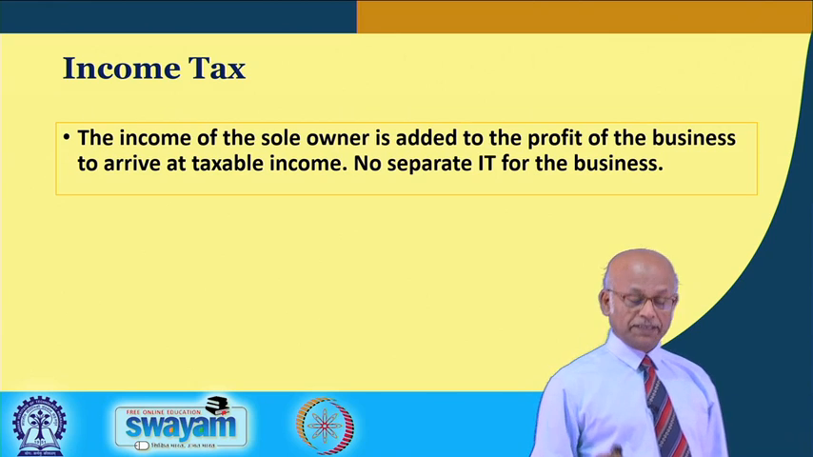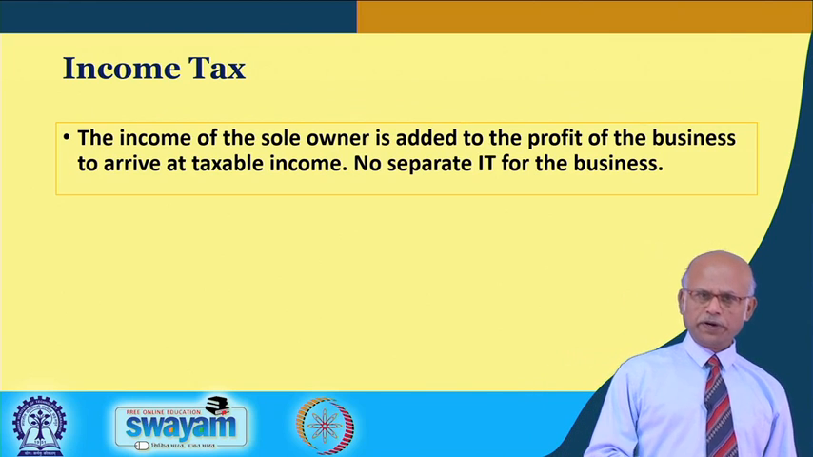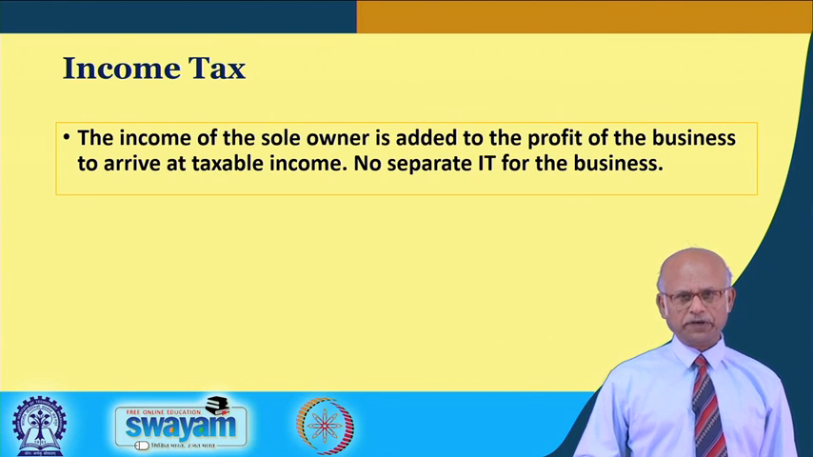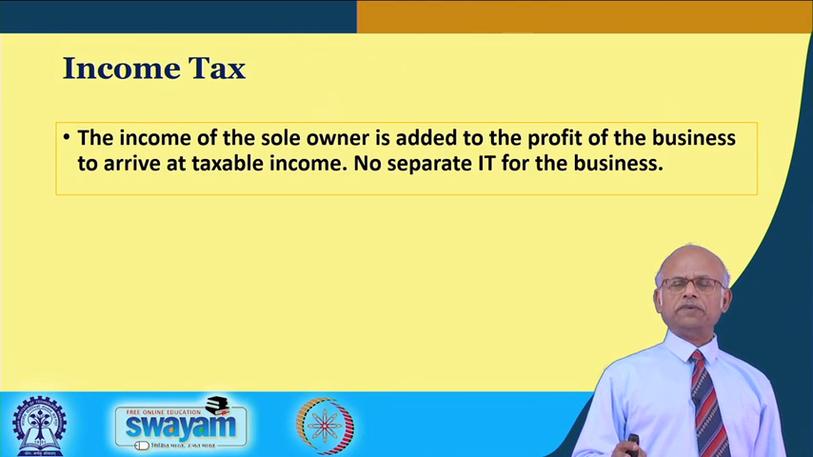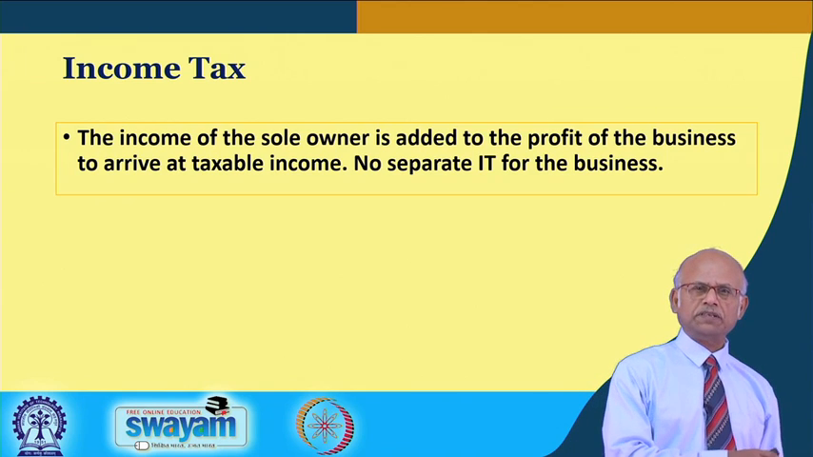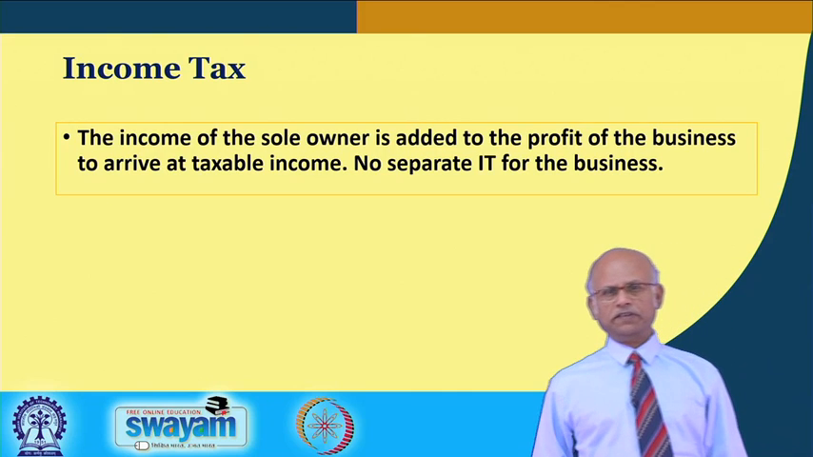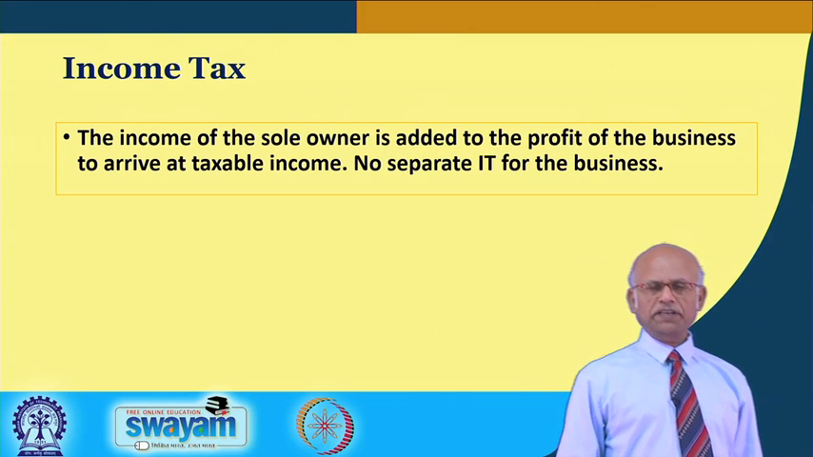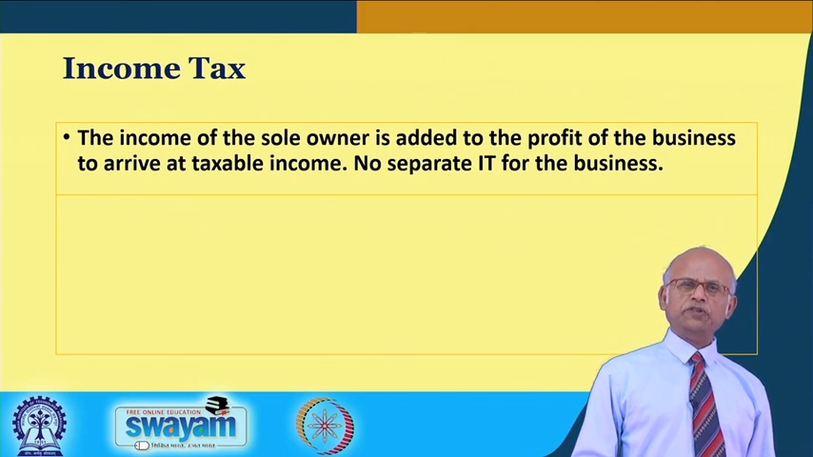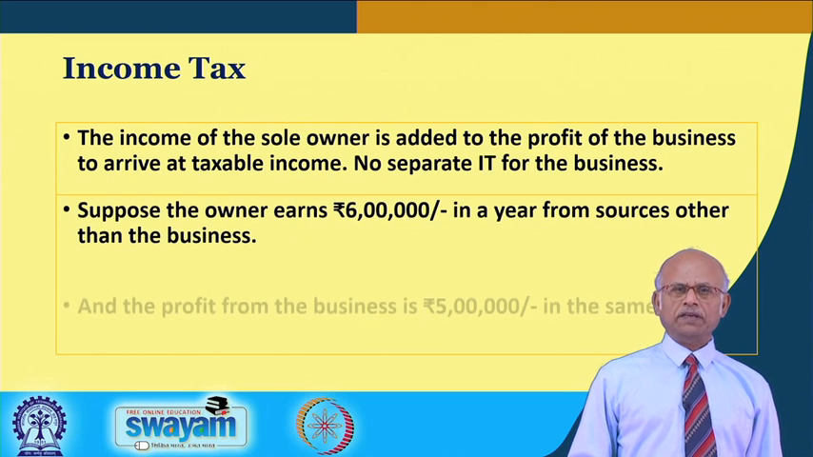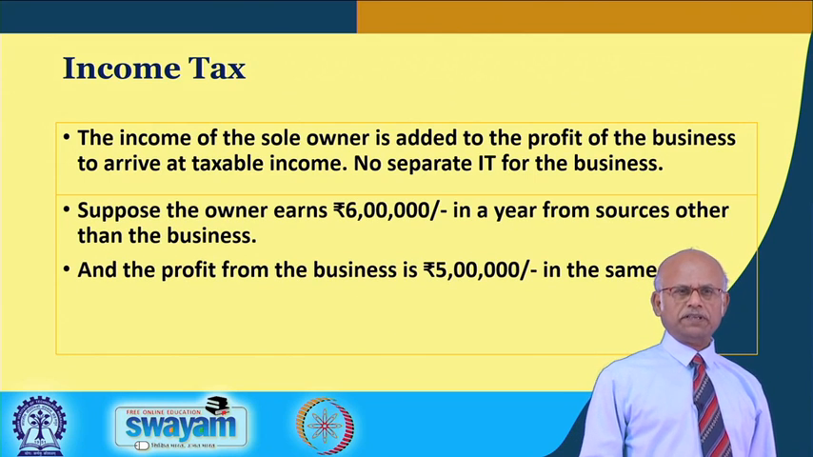As regards income tax, because the proprietor and the business are not separate, the income of the business is clubbed with the income of the proprietor. This means if the proprietor has any other source of income, the two are clubbed together, and then income tax is decided based on the individual's income tax. Now, it is a very simple example.